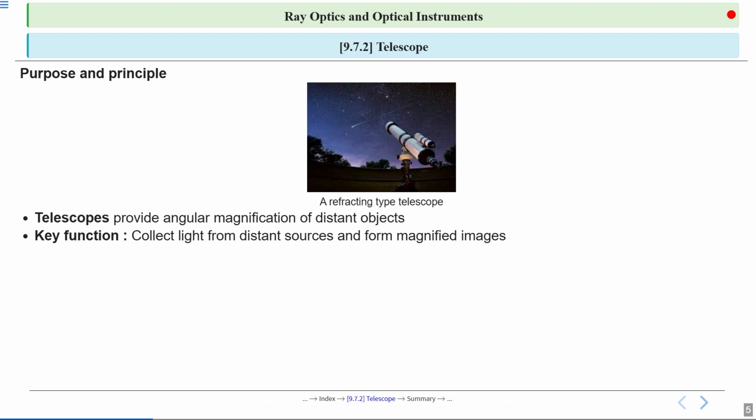The key function of a telescope is to collect light from distant sources and form magnified images. This is achieved through the telescope's lenses or mirrors, which gather and focus light to create a detailed image. The more light a telescope can collect, the better the quality of the image it can produce.